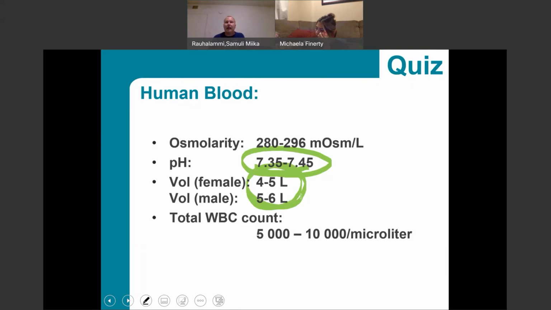Osmolarity and white blood cell count, I know that we definitely did not talk about. A typical white blood cell count is somewhere between 5 and 10,000 cells per microliter, and osmolarity between 280 and 296. At this point, you don't need to worry about those, but since it is a question in the quiz, I wanted to give you those numbers so you can pick them. And if I'm moving too fast or too slow, just let me know.